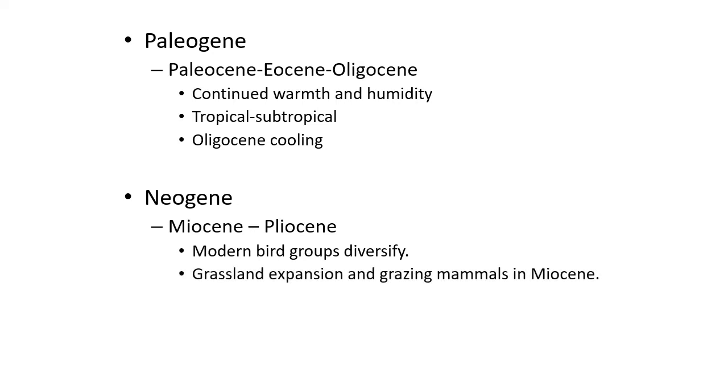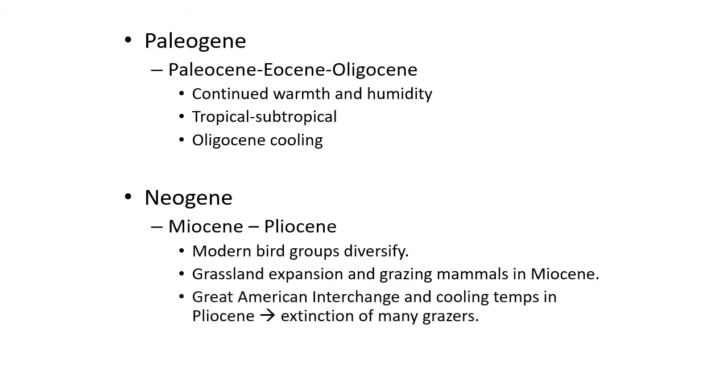Our grasslands also expand in the Miocene, and this also coincides with the evolution of a lot of our grazing mammals. So as grasslands begin to expand, we start seeing more bovids, so deer and other ungulates, hoofed animals that graze, start to evolve as well.